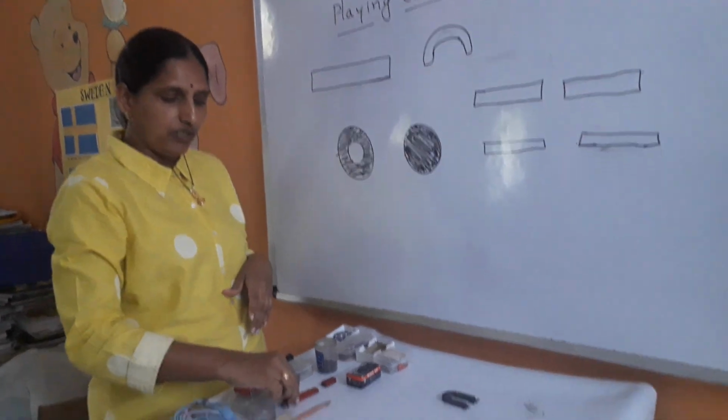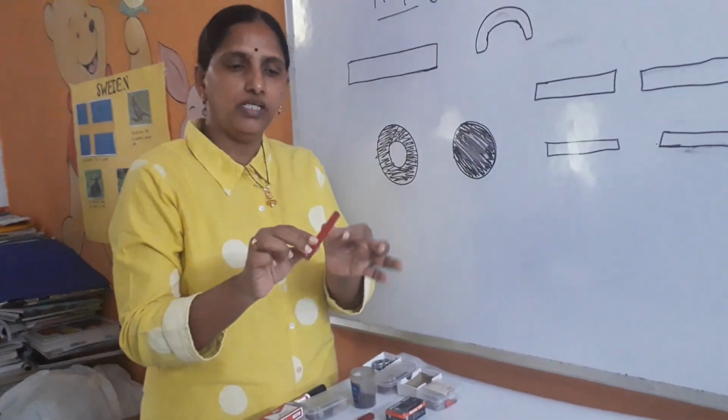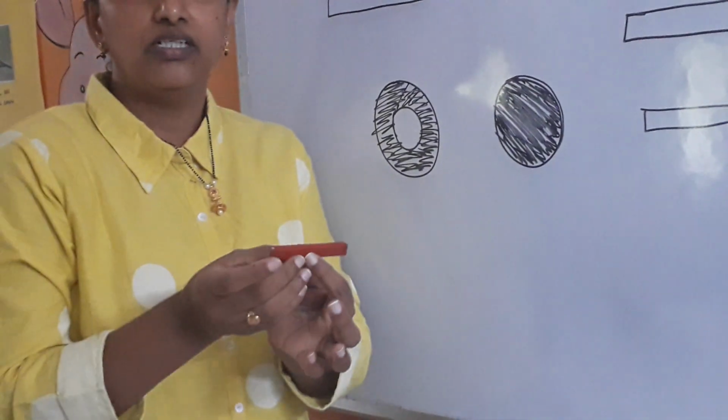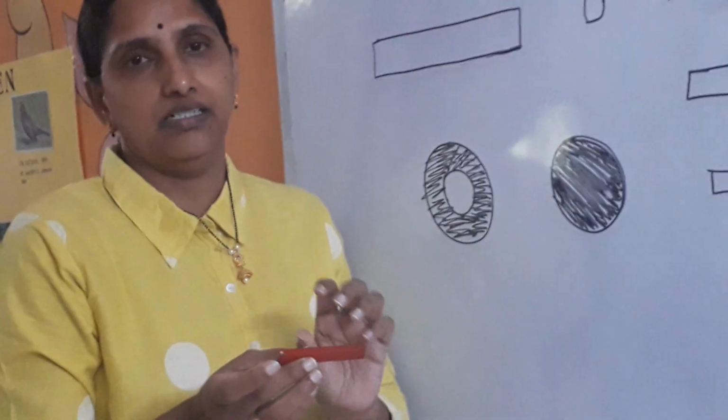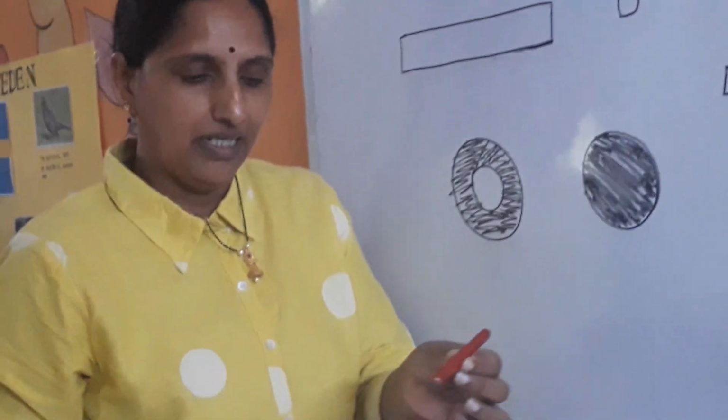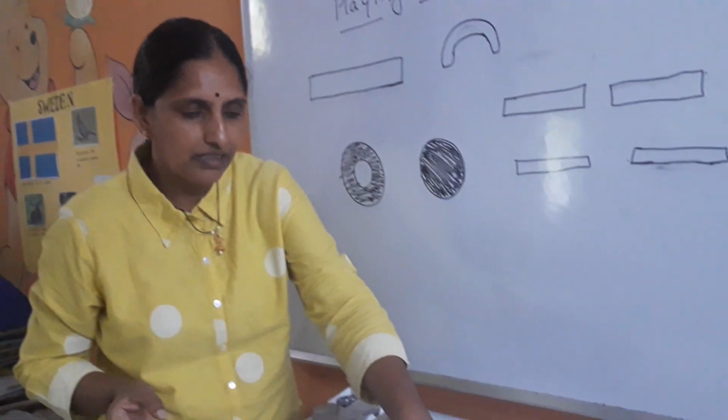See, I am taking one magnet here. Okay, so this has got which characteristic? It can attract iron and like things. So I am keeping the magnet here.